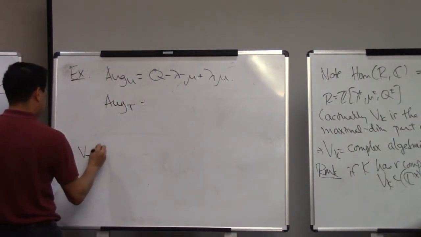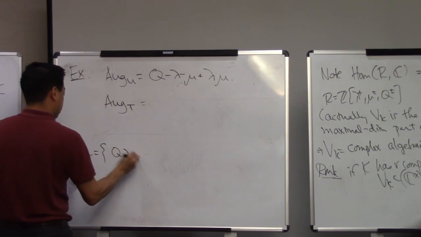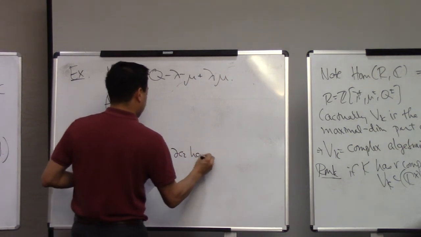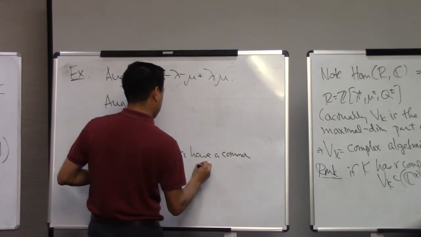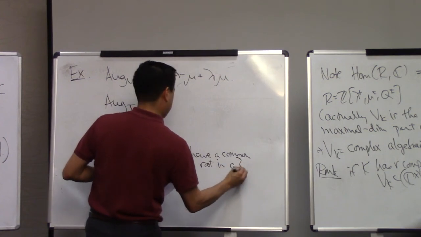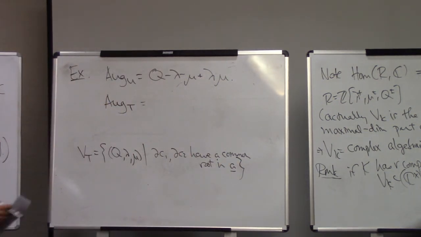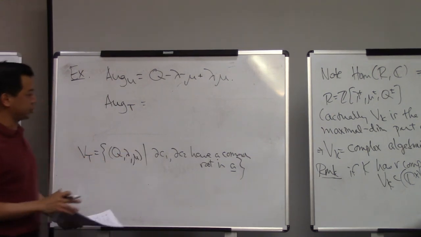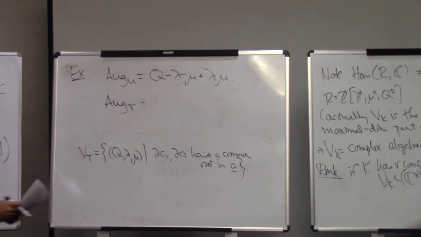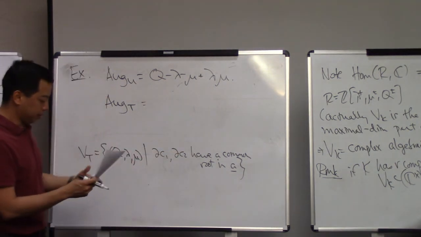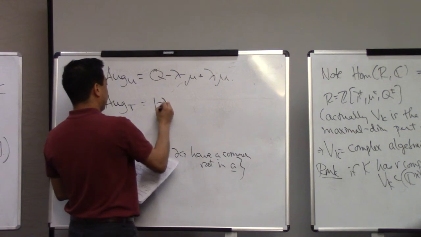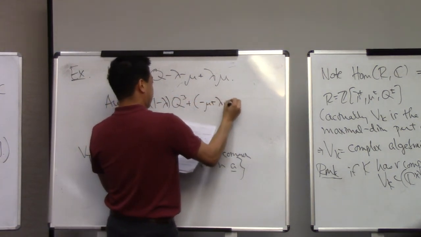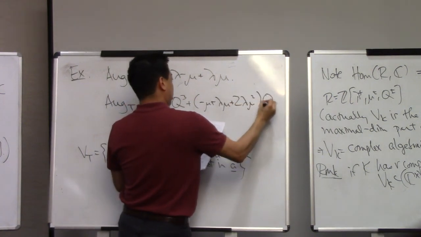Right, so V_t is the set of q, lambda, and mu such that dc1 and dc2 have a common root in the variable A. And there's a name for this. This is the resultant of those two polynomials. So if you just take the resultant of those two polynomials, you get something. I'll write it down, but again, it's not particularly important, but just so you can see that it's not the smallest of things.